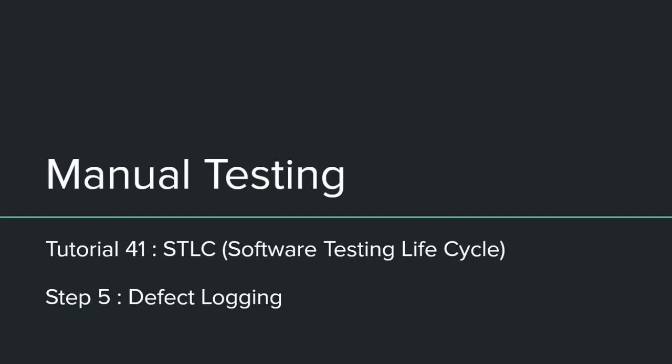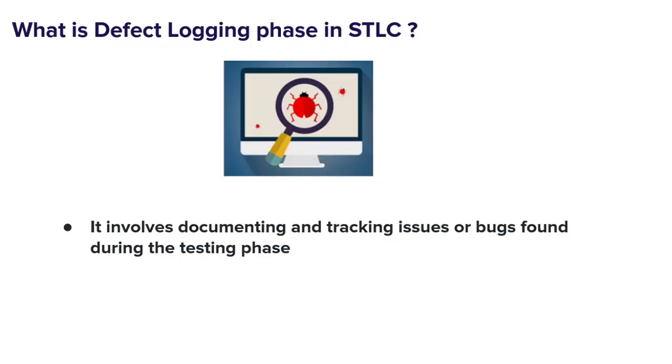In last session we have seen about the test execution phase of STLC. So we are looking at the software testing life cycle. During the test execution phase, whenever there is an issue, the tester logs the defect. We report the defect to the developer. That is called the defect logging state or defect logging phase in STLC. That is a part of the test execution phase only. But let's see what the defect logging phase in STLC is.